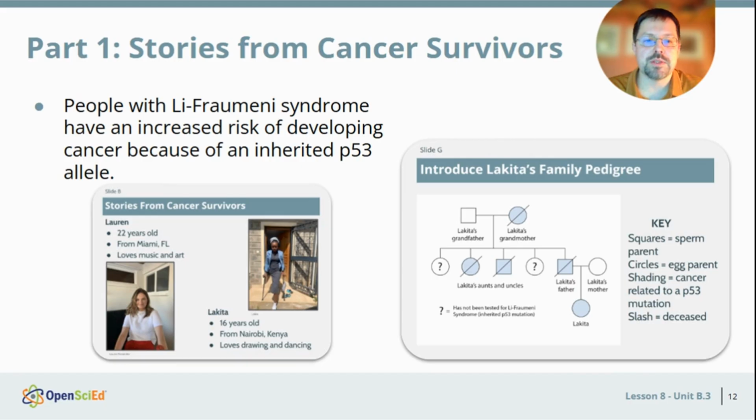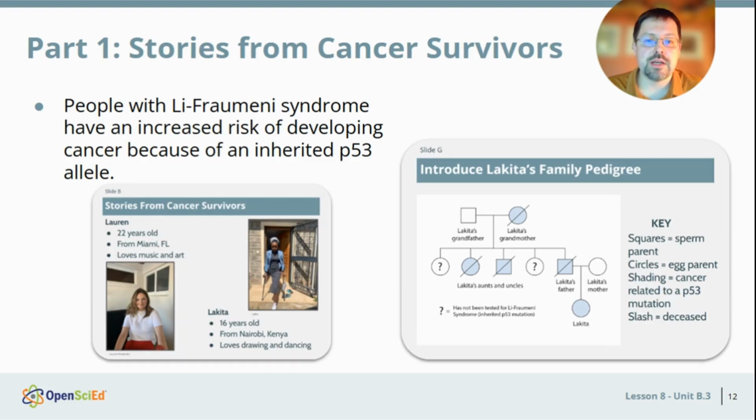Here are some key moments. In part 1, you'll be introduced to Lauren and Lakita, two young women who have very interesting stories of developing cancer at a very young age due to having a genetic inherited disorder of the p53 gene called Li-Fraumeni syndrome.